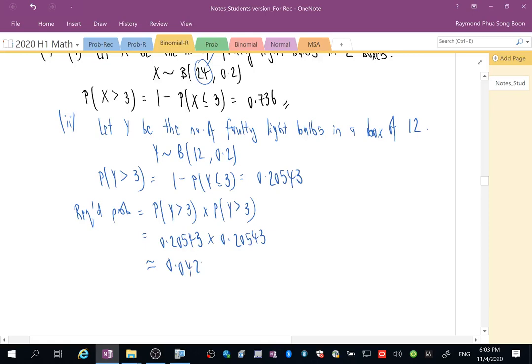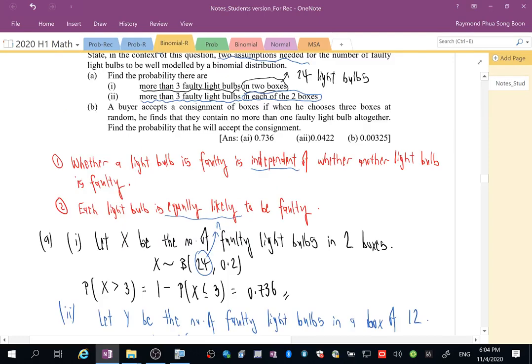Okay, last part, which is part B. In part B, the question says a buyer accepts a consignment of boxes if when he chooses 3 boxes at random, he finds that they contain no more than 140 light bulbs altogether. So 3 boxes altogether, no more than 140 light bulbs. Then he will accept the consignment. So what's the probability that the buyer will accept the consignment?